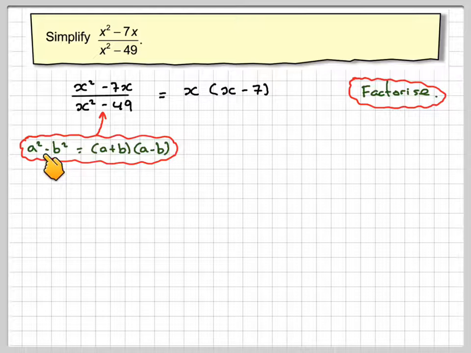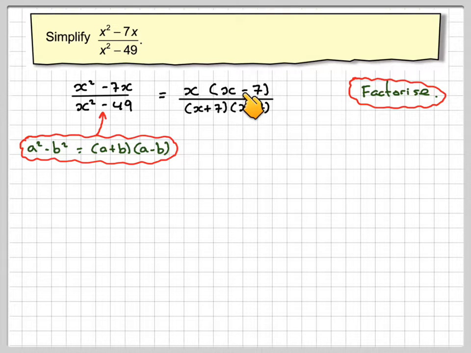The difference of two squares is a squared minus b squared, which will be a plus b times a minus b. So we've got this situation, x squared and 49 is a square number. So a will be x and b will be the square root of 49, which is 7. So this comes down to x plus 7, x minus 7.